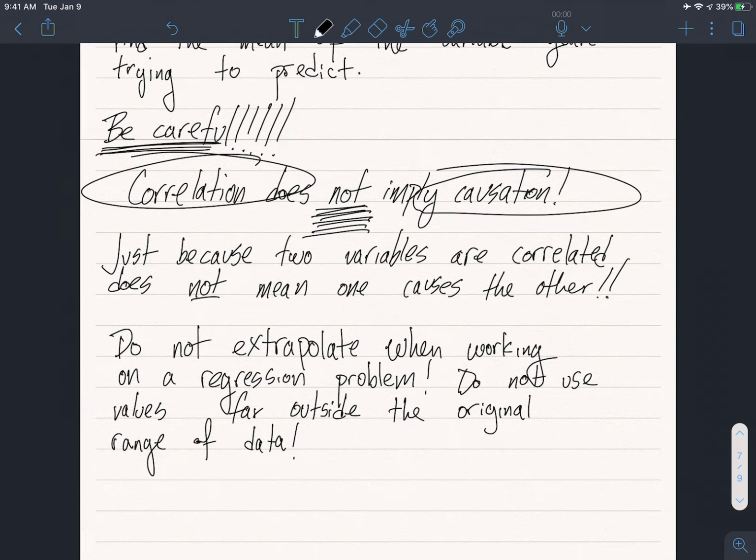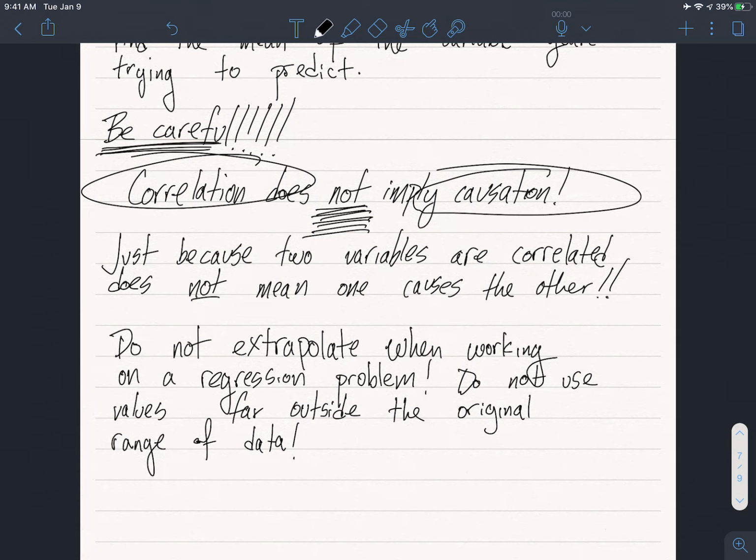So let's say I sample everyone in our class for how much money you make and your GPA. I don't know. And I find that there seems to be a relationship. It seems to be that the more money you make, the better you do in class. You've got a higher GPA. I don't know, I'm making this up.